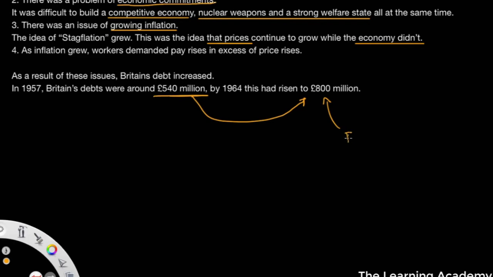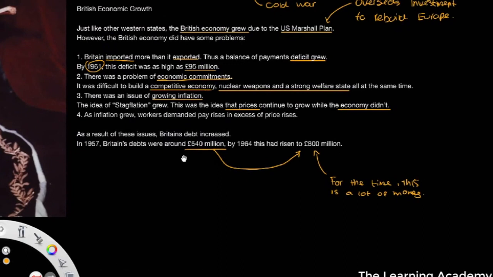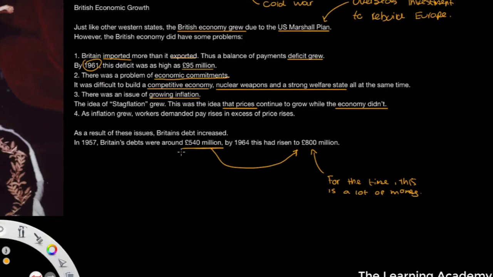For the time, this is a lot of money. I've spelt money wrong. There we go. And generally, in today's standards, where we have a GDP of over a trillion, this isn't too bad. But back then, 800 million was a significant amount of money.